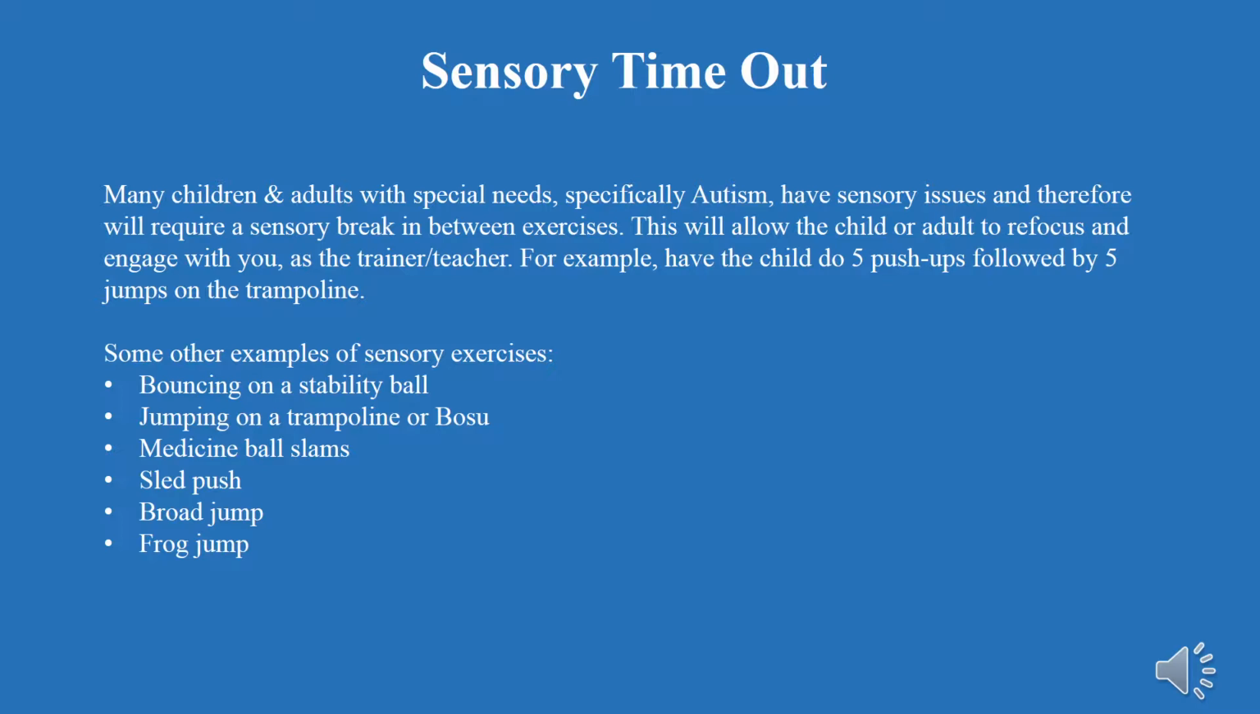Some other examples of sensory exercises are bouncing on a stability ball, jumping on a trampoline or Bosu ball, medicine ball slams, pushing the sled, a broad jump, or a frog jump. Keep in mind, sensory is to regulate the child's system or the adult's system. When they get upset, sometimes doing an exercise, especially one that has a reactive force such as jumping or slamming a heavy medicine ball, helps to calm the person down.